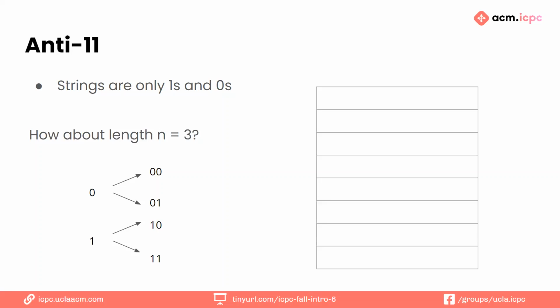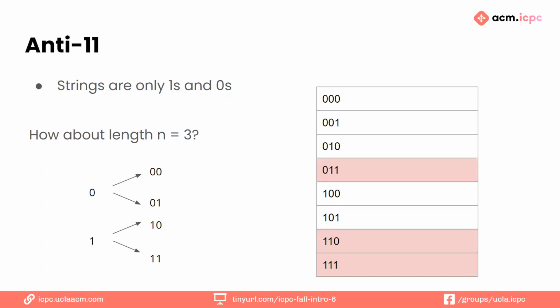And then when we go to n equals 3, we do the same sort of operation where to 00 we add a 0 and a 1, to 01 we add a 0 and a 1, and so on and so forth. And we end up with these 3 strings which contain a 11. So is there anything that you can tell me about this pattern which identifies what situations we should avoid?